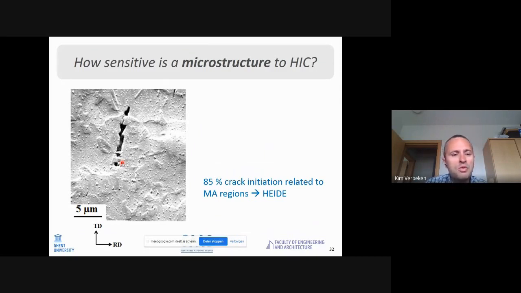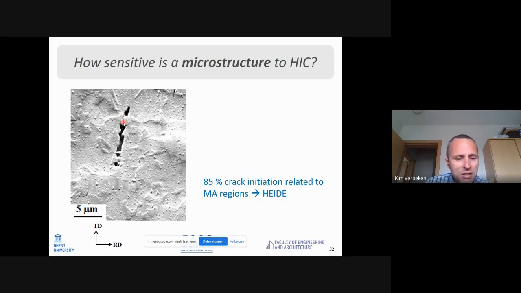Martensite is known to be very brittle. Actually here, you have this small crack inside the martensite island. And this is a brittle failure of this small martensite island. So here, this island, which is 1-2 micrometer in length, failed in a brittle way due to the presence of hydrogen.